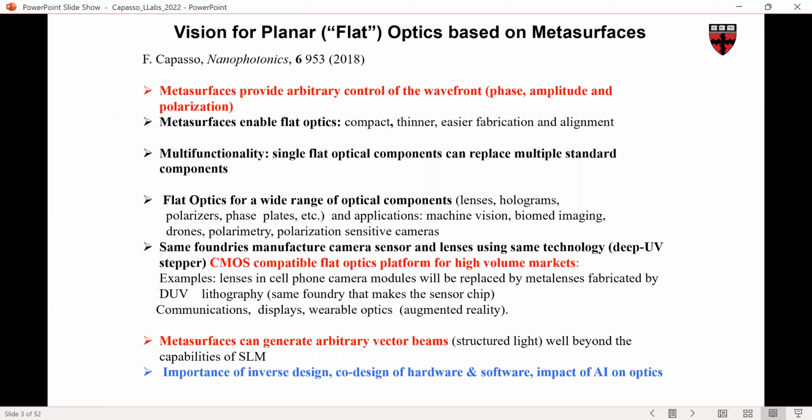I will dwell on this, and I will also talk a bit in the end about the interesting physics, in particular structured light, that allows you capabilities beyond what you can do with a spatial light modulator. Finally, even though I'm not going to spend a lot of time on it, we see an increased role of inverse design, co-design of hardware and software, and generally the impact of AI on photonics.